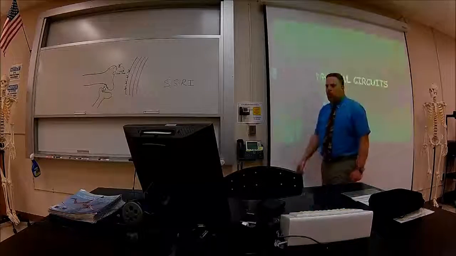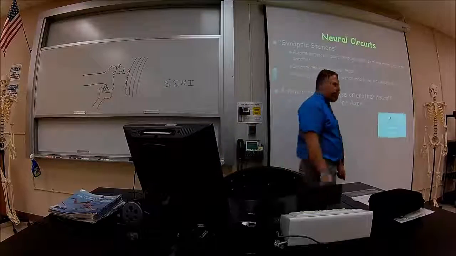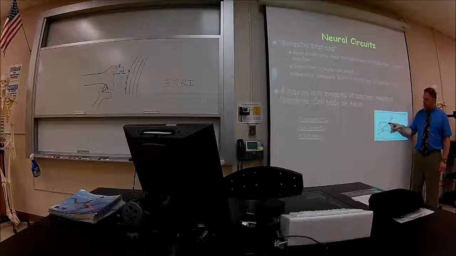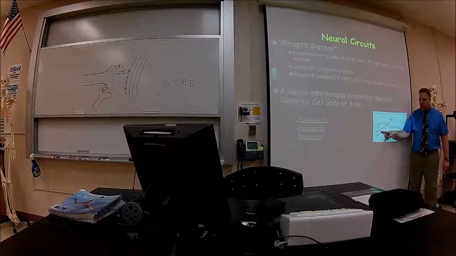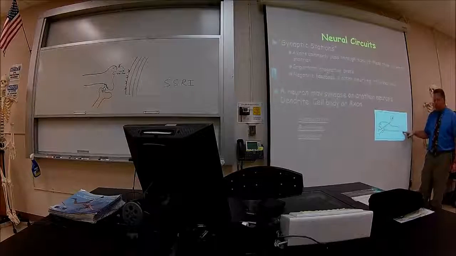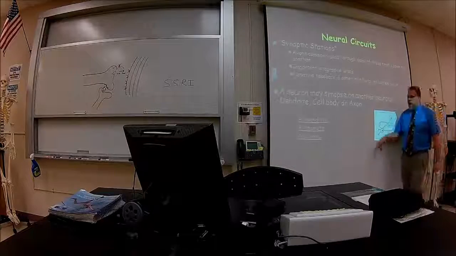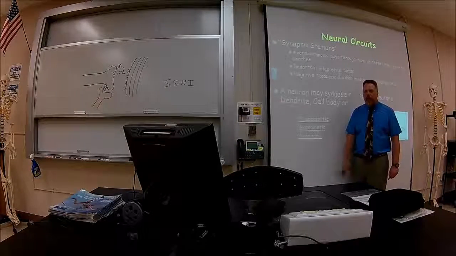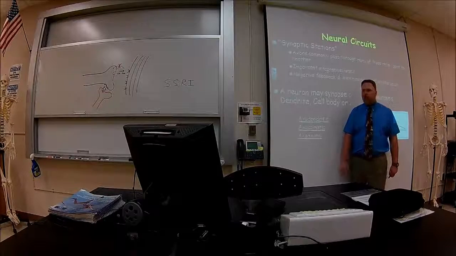All right. So here's the picture, kind of schematic. But we could have an axon go into a dendrite, an axon go into a cell body, or an axon go into an axon. So we have axodendritic, axosomatic, or axoaxonic. Now let's say that 5 times fast. Okay.